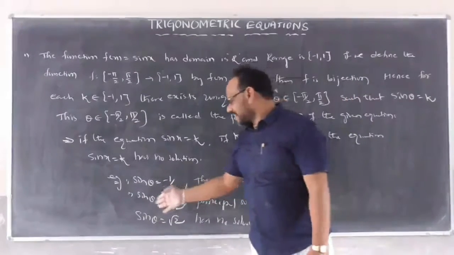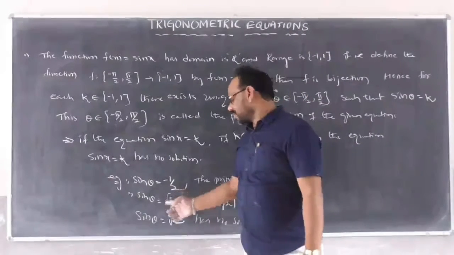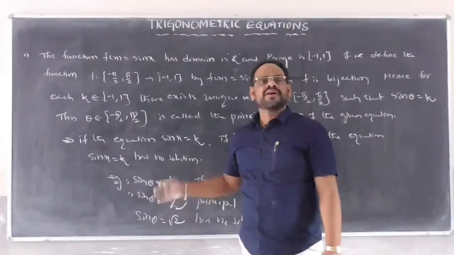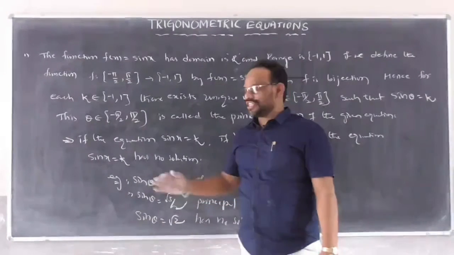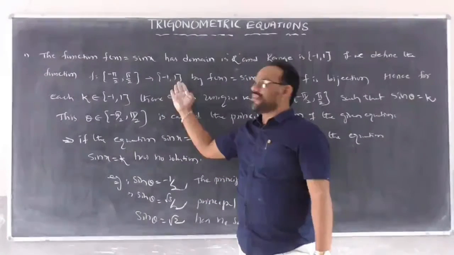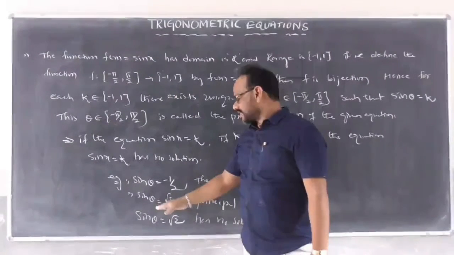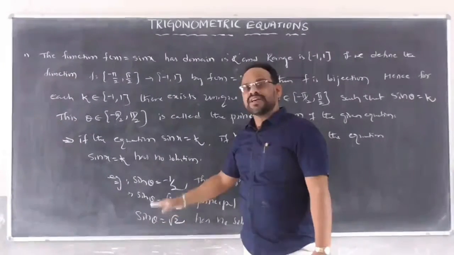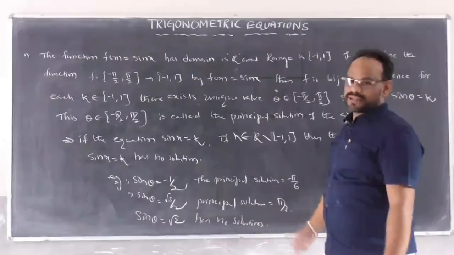Take another example. Sin theta equals square root of 3 by 2. Root 3 we already know is 1.732, so 1.732 by 2 gives 0 point something, which clearly lies between minus 1 and plus 1. So in this situation also, sin theta has a solution. The principal solution is pi by 3.